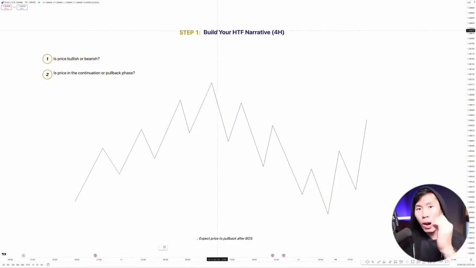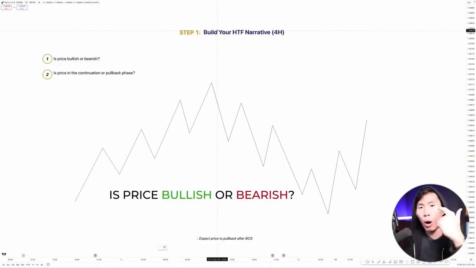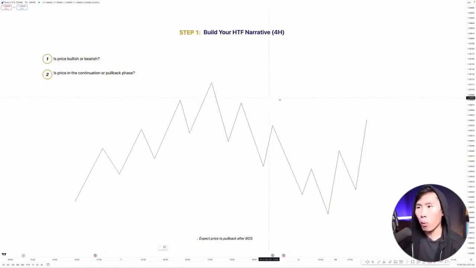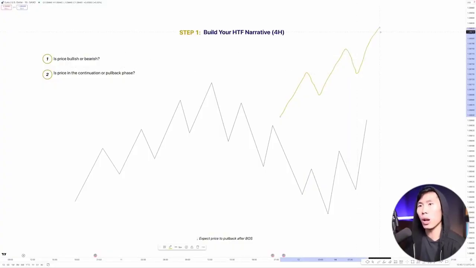So the first question you want to ask yourself is, is price bullish or bearish? So we know that price will not just go up or down in a straight line. If price wants to go up, it will go up, pull back a little bit, and then go up even higher, pull back a little bit, and then go up even higher. That's just how the market works, right? Nothing will ever go up and down straight.